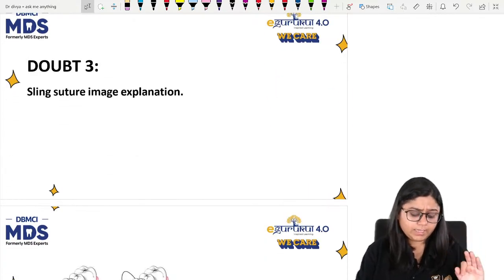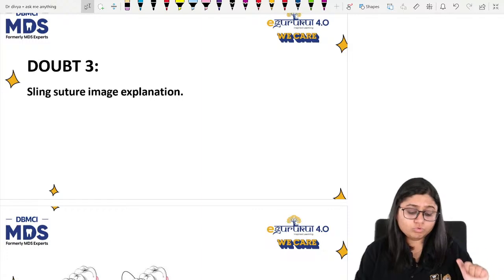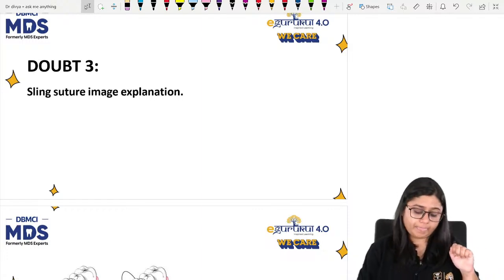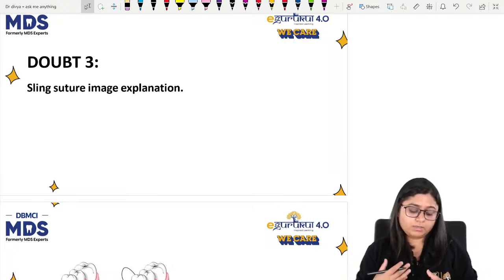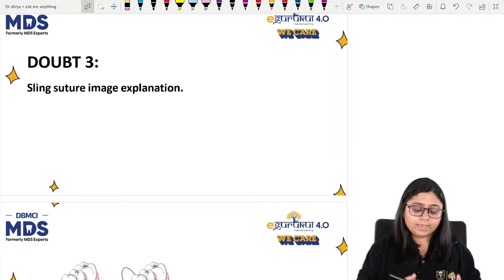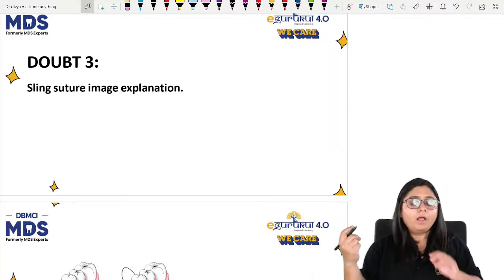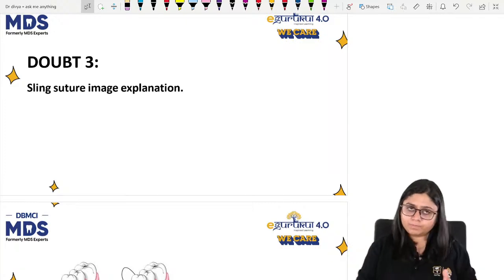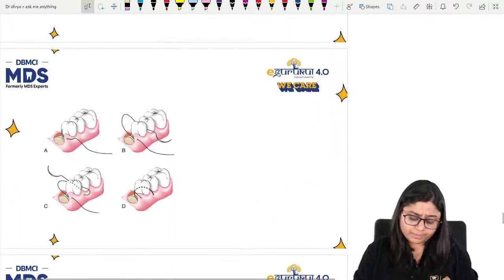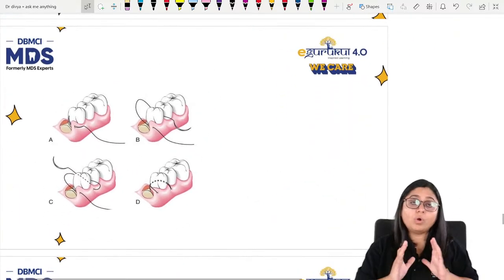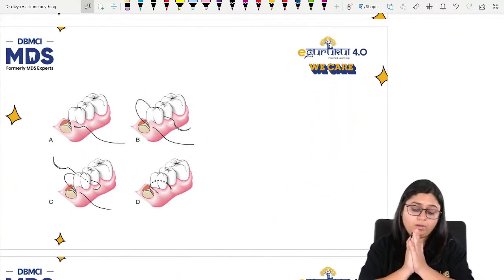Now doubt 3 is sling suture image explanation. The student who wants to know this most likely saw the image in Carranza and the explanation, and was not able to understand it. So I'll explain what a sling suture is and how to go about it.